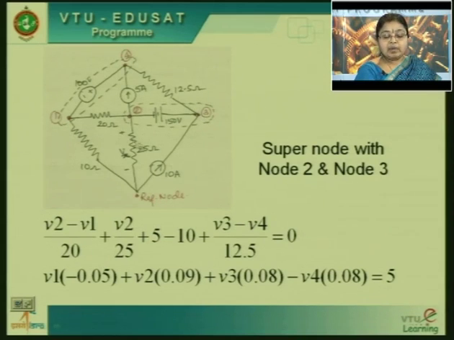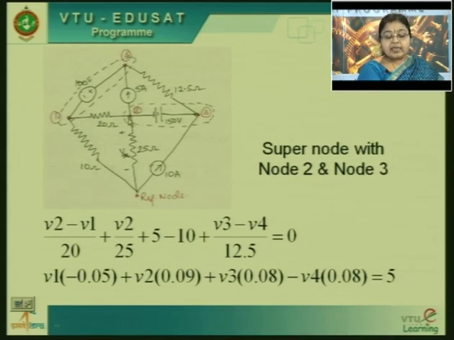All 5 terms will be there in this equation. Now let us see the equation. V2 minus V1 by 20. The first term shows that current leaving node 2 and flowing towards node 1. Why is current flowing from node 2 to node 1?